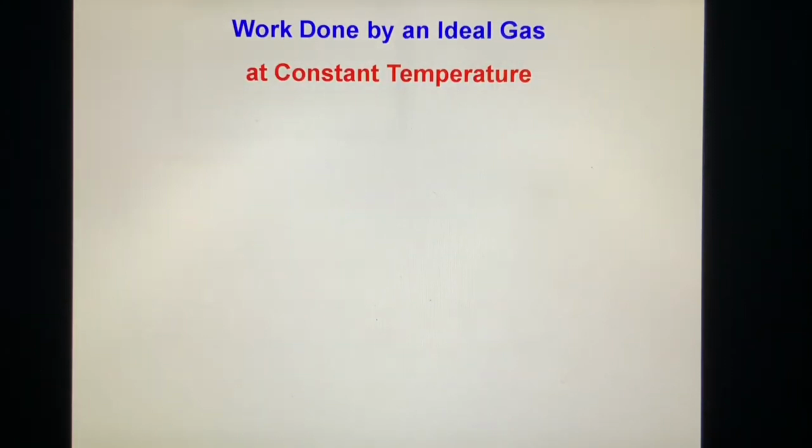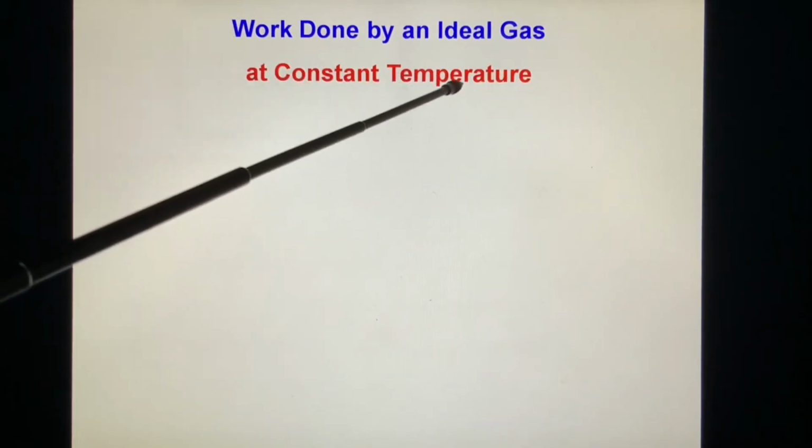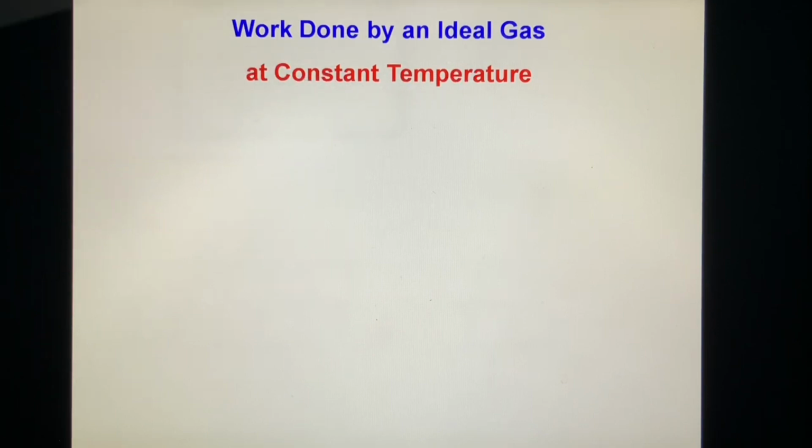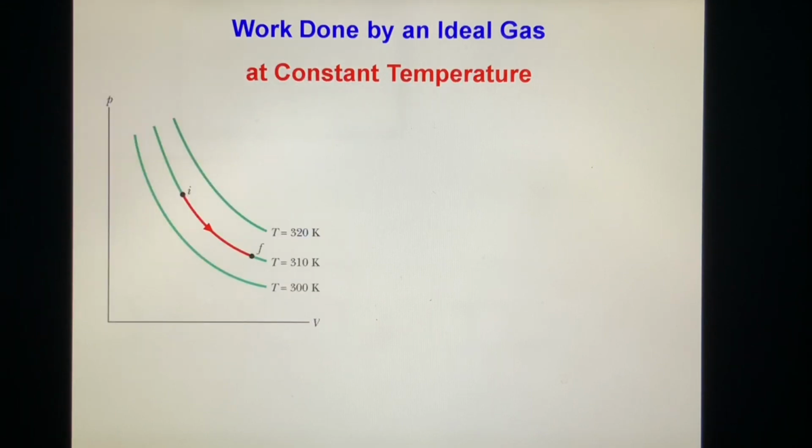Work done by an ideal gas at constant temperature, and remember, this is the condition: constant temperature. We look at this PV diagram. We have three lines. They are isothermal lines, where all these PV points satisfy that the temperature is constant. This is 320K, 310K, and so on. The initial state is I, and along this curve to F, this process we call an isothermal process.